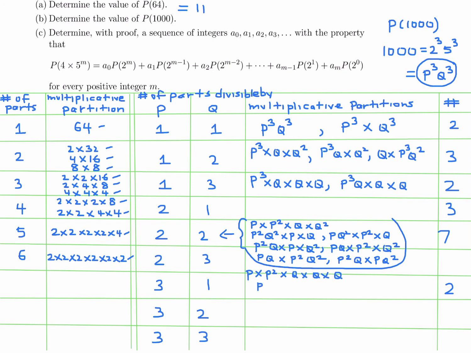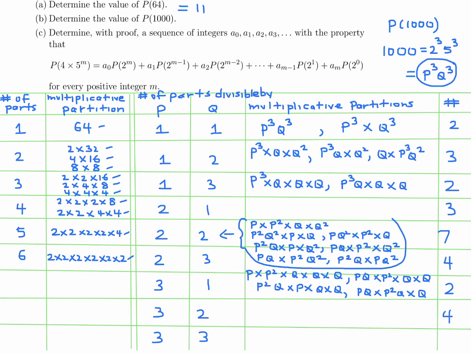We're going to have p squared q times p times q times q. And then we're going to have 2 more, pq times p squared times q, and then pq times p squared q times q. So that gives me 4 for this guy, and that's going to be the same for 3, 2.